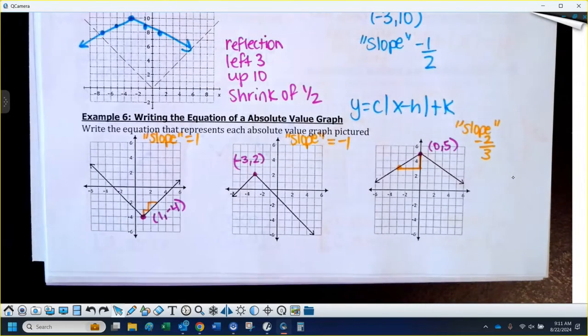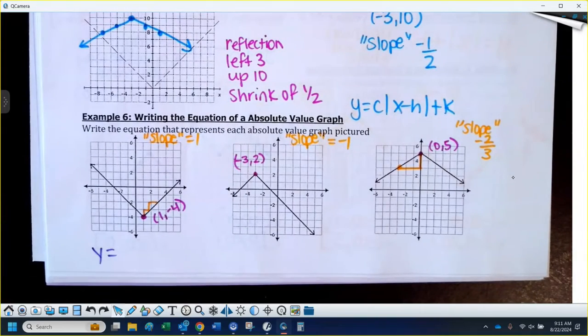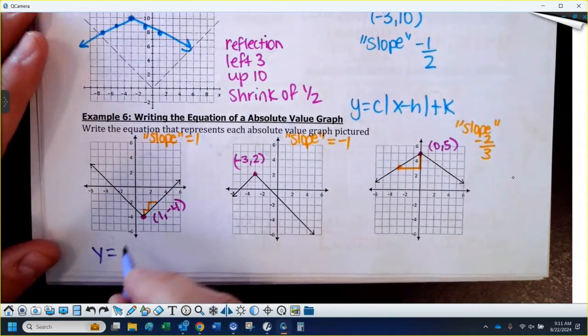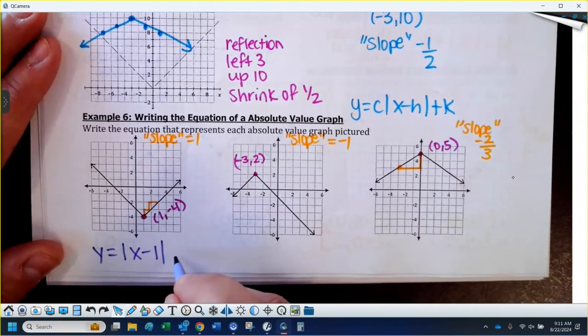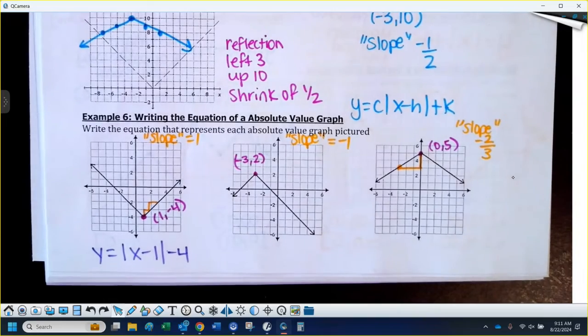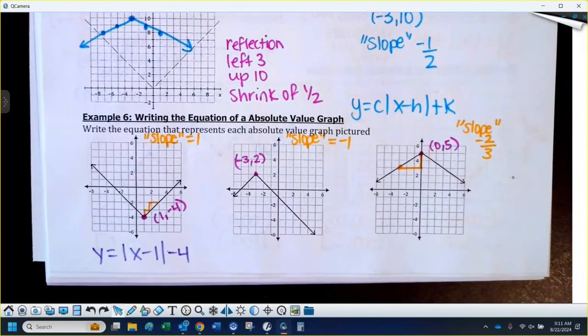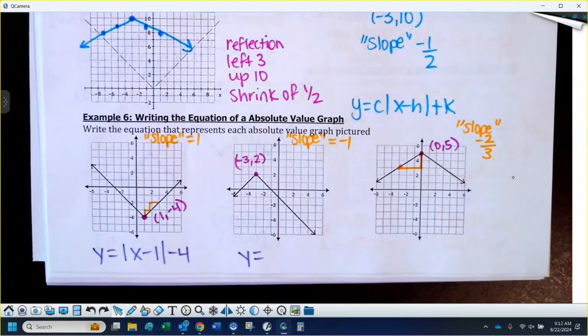All right, anybody feeling good about the first one? What'd you write as your equation? Y equals what? Go ahead. Perfect, perfect. If the slope is just 1, you don't have to put a 1 out in front of that absolute value, you can, but you don't have to. Is anybody feeling good about the second graph?